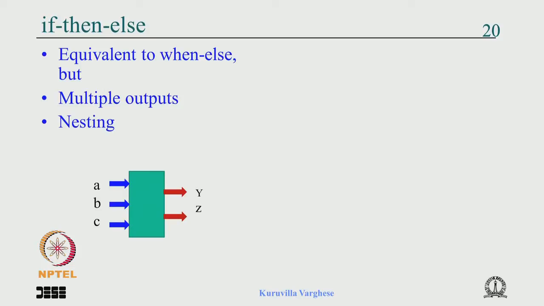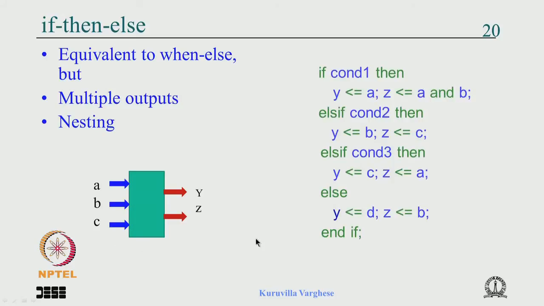So this is what I am going to show. So you have say y and z output and 3 inputs A, B, C, all are let's say multi-bit, and now you can write say if condition 1, then y gets A, z gets A and B, else if condition 2, y gets B, z gets C, else if condition 3, then y gets C, z gets A, else y gets D, z gets B and so on. So this shows you that you can specify multiple output using this same if, and the equations are similar, you know how to work out the equation, there is no great complexity as far as the equation is concerned.